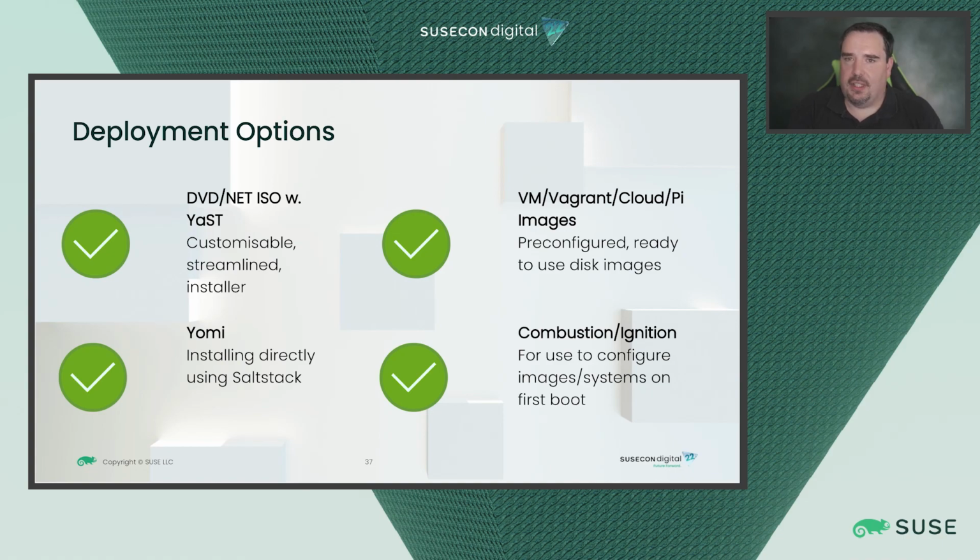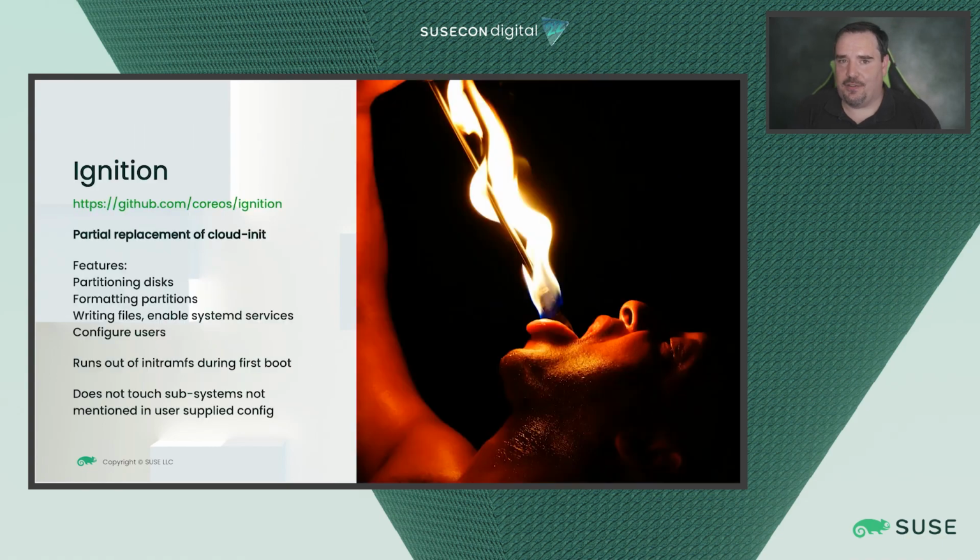All of this runs out of the init-ramfs on first boot. And unlike Cloud Init, which used to drive me crazy, it doesn't touch subsystems that you don't explicitly mention in the configuration file. So there are no random defaults that it might suddenly get. You're going to be getting just what you put in that configuration file. So if you want to configure SLE Micro with a nice, clean, structured configuration file, Ignition is the way to go. But there are some limitations with having a nice, clean, structured configuration file.